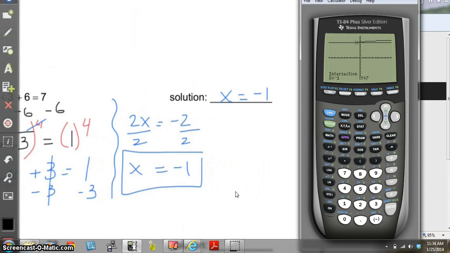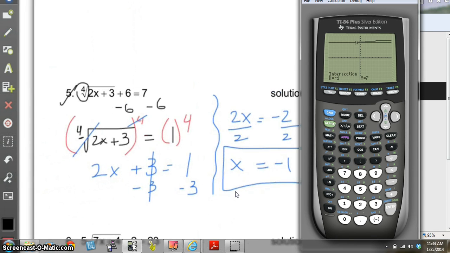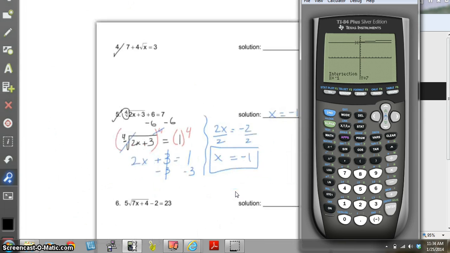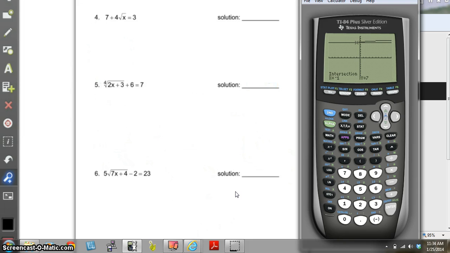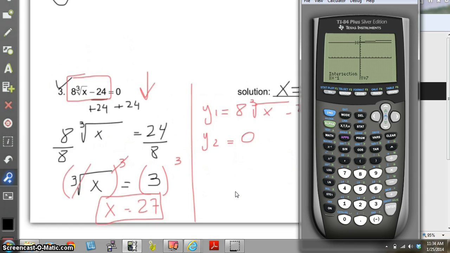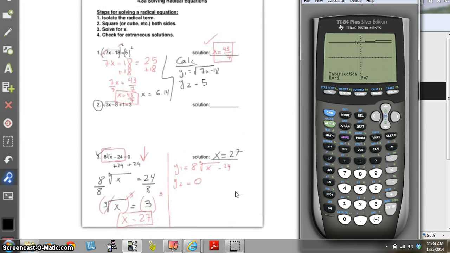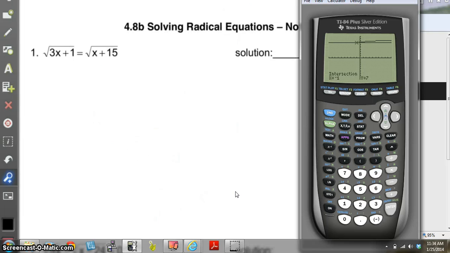Now remember to do all of the numbers that we didn't do together. So basically you need to do 4 and 6 from this page, and number 2 from the first page. Now let's move on to part B of this lesson.